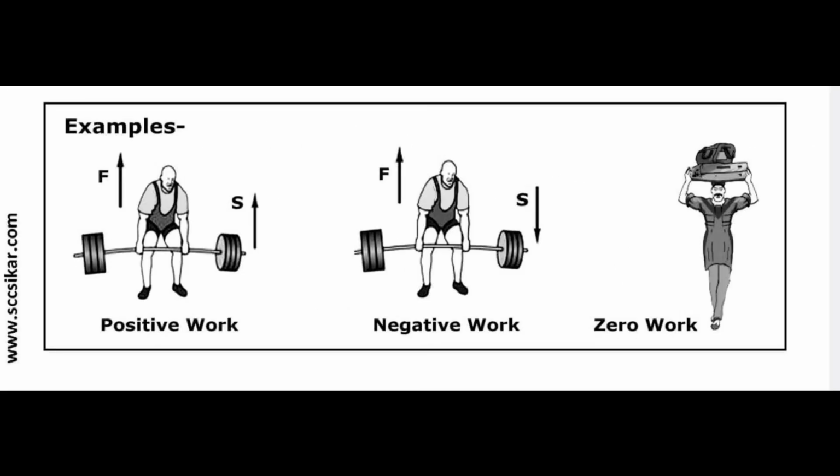So this chart shows the examples. For positive work done, the force and the displacement are in the same direction. For negative work done, force and displacement act in opposite directions. And for zero work, either the force is 0 or the displacement is 0.